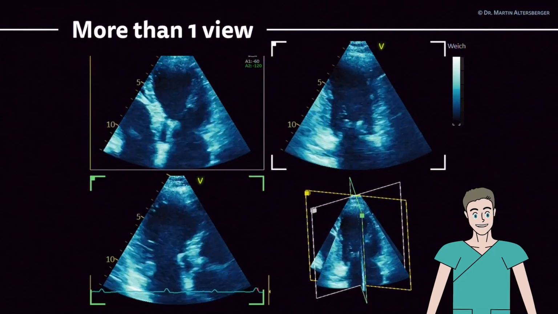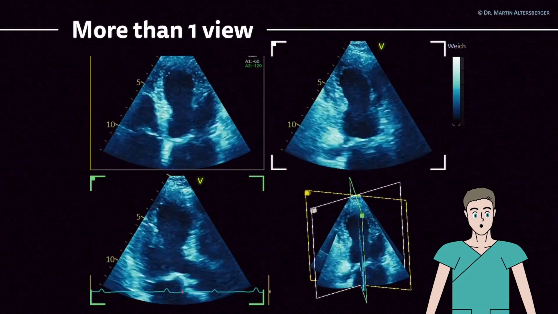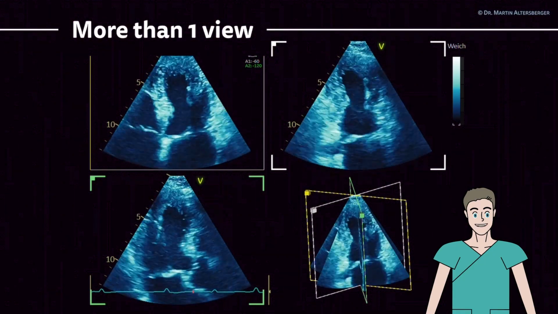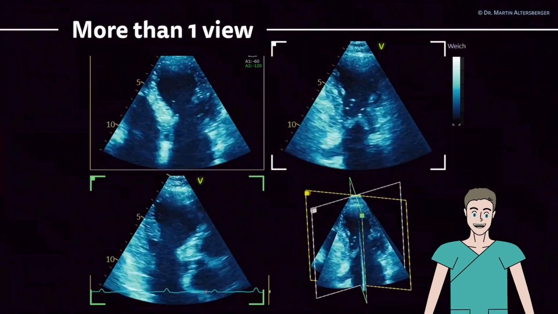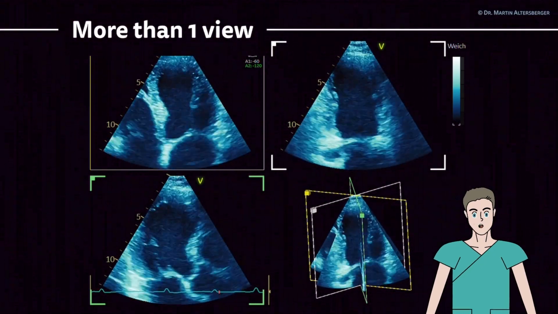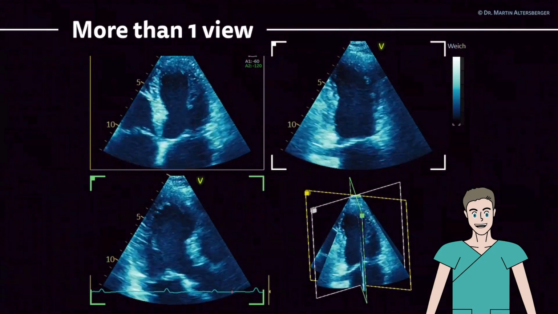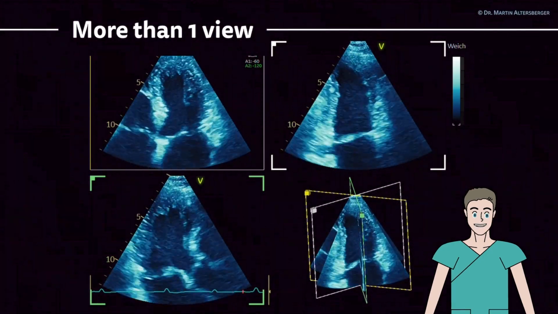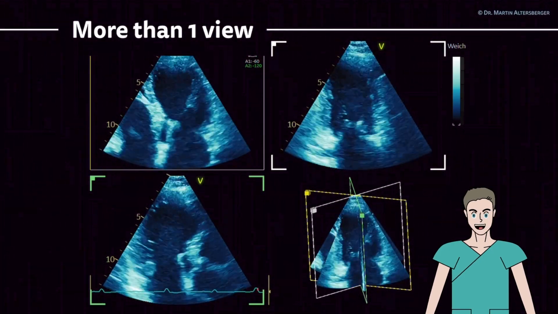The same with wall motion abnormalities holds true for the mitral valve. You need definitely more than one view. You need a 4-chamber view to see different parts of the mitral valve compared to the 2-chamber and the apical long axis view. Why is that important?